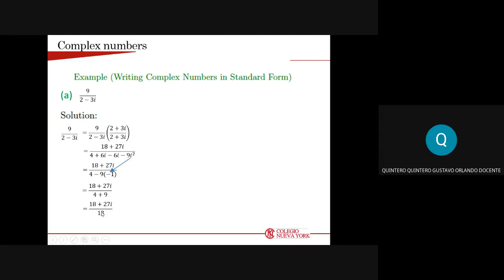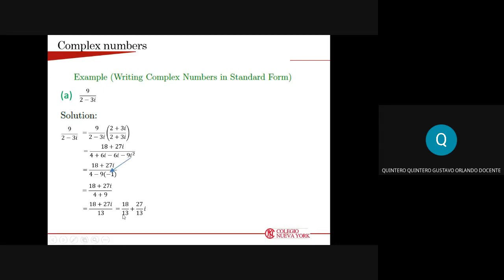We're going to split this into 2. The 13 will divide the 18, and the 13 will also divide the 27, like this. 18 over 13 plus 27 over 13. The 13 is going to go on both sides, the denominator on both sides. The operation in the middle, the operation of the complex number, is going to be the one in between the fractions.